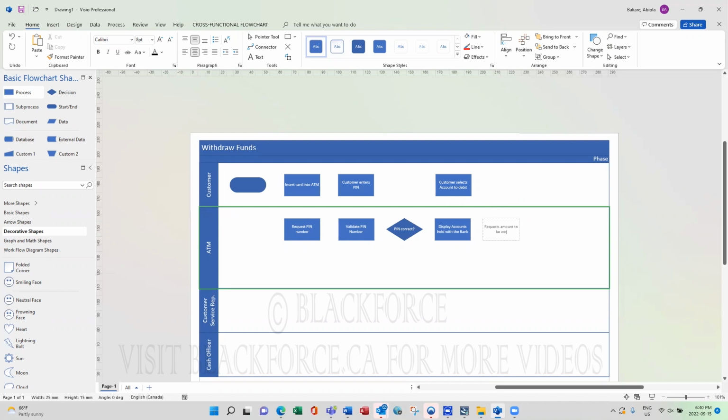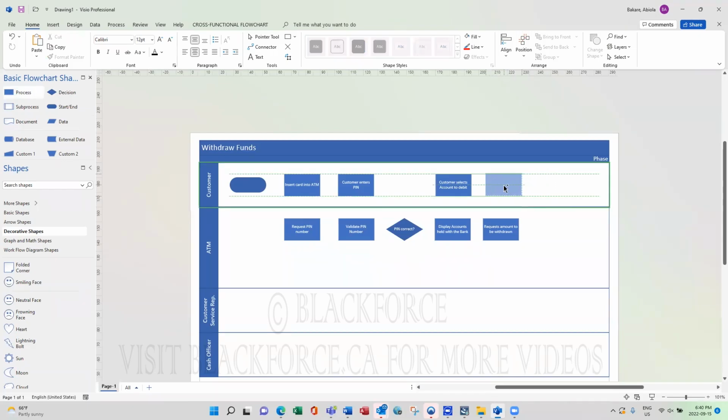and bear in mind that the first time you're mapping this out is not going to be perfect. Even the words, you may go back to edit later so it makes more sense, right? So, request amount to be withdrawn. And then we'll take it that the next thing is customer enters amount.